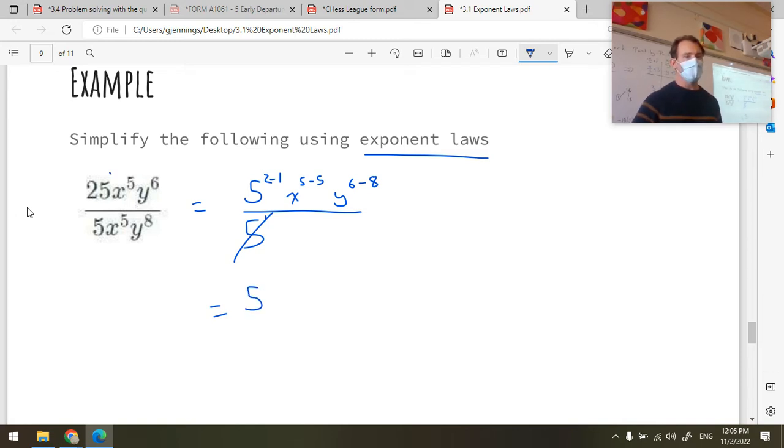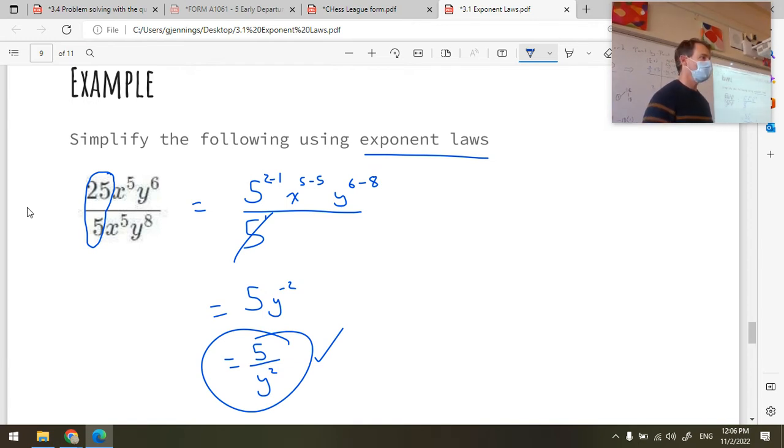Okay, that's a long way of doing this division, right? 25 divided by 5 is 5. No problem, it's just equal to 5. x to the 5 minus 5 is x to the 0. Oh, that's 1. It's not 0, it's 1. And then y to the 6 minus 8, so it's y to the negative 2. Oh, I didn't want to write that with a negative exponent. It's 5 over y squared. Done.